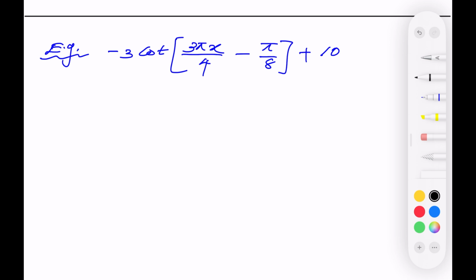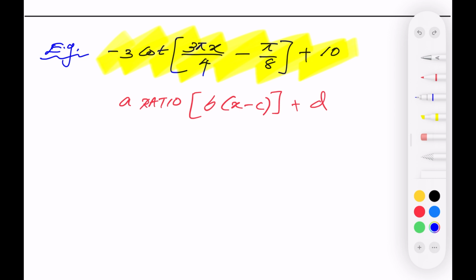I will compare it with the generic equation. So here's the generic equation again. A times ratio, brackets b times x minus c, close brackets, plus d. This is what I'm going to do. We said a should always be positive. Therefore, I cannot put this negative symbol with the 3. That negative symbol should be read with the function cotangent. Therefore, I'm going to just write it as a 3 times a negative cotangent function.